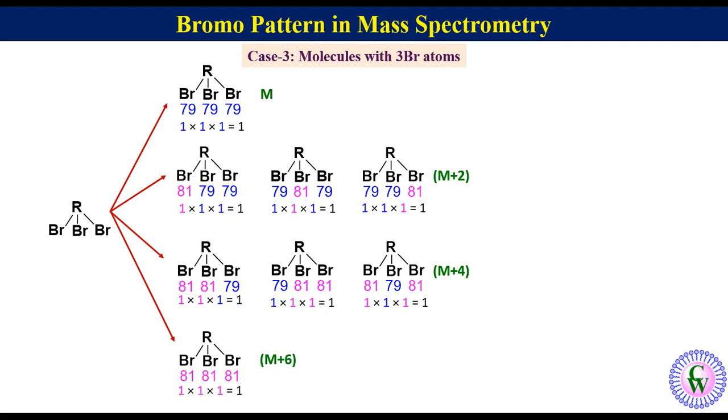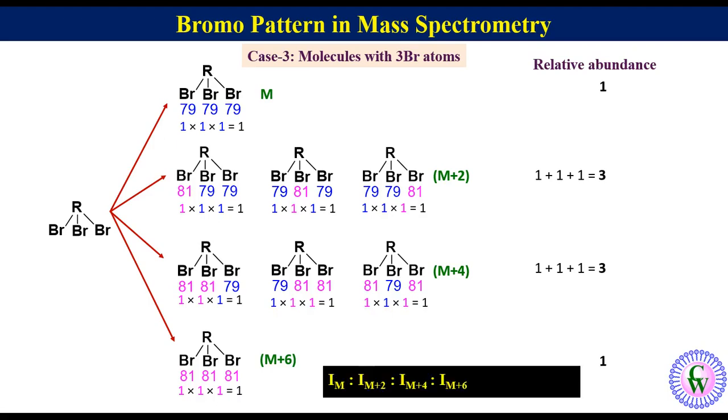Therefore, the relative abundance of M is equal to 1. M plus 2 is equal to 1 plus 1 plus 1 is equal to 3. M plus 4 is equal to 1 plus 1 plus 1 is equal to 3, and that of M plus 6 is equal to 1. Thus, the intensity ratio of M, M plus 2, M plus 4 and M plus 6 peaks in the spectrum of a molecule containing 3 bromine atoms will be 1:3:3:1.